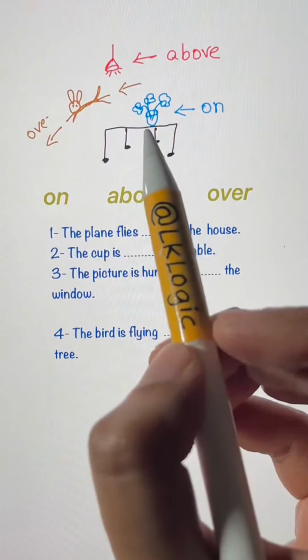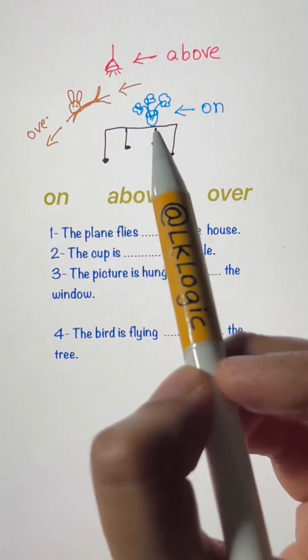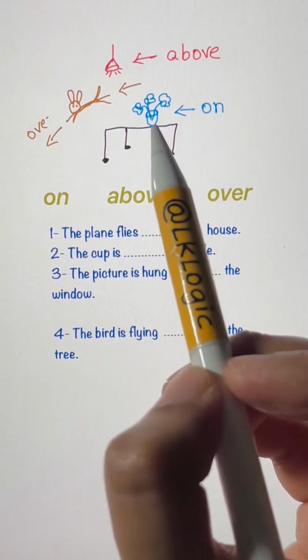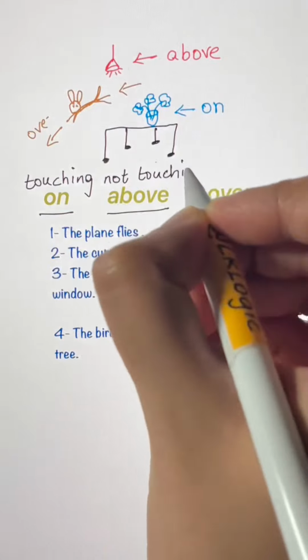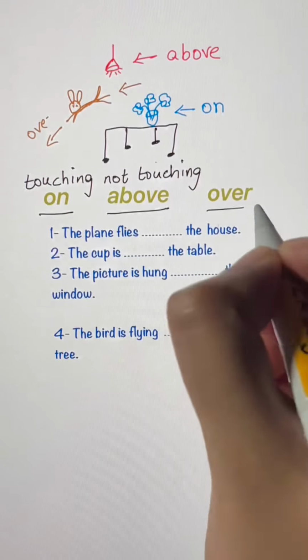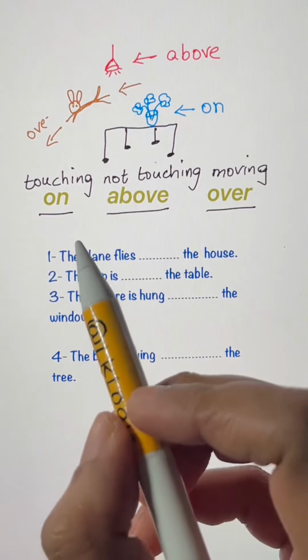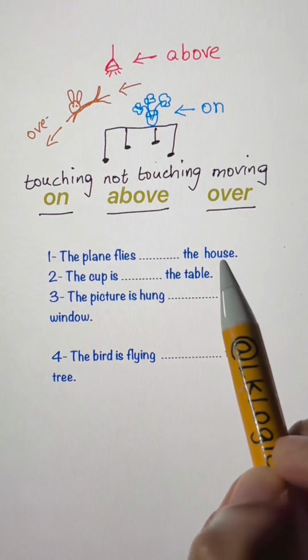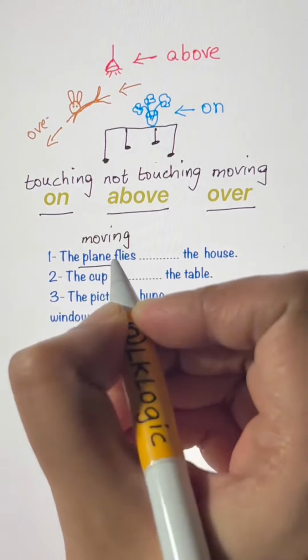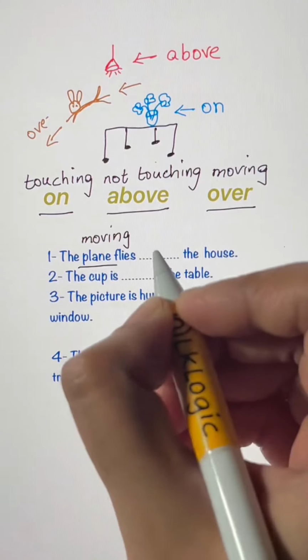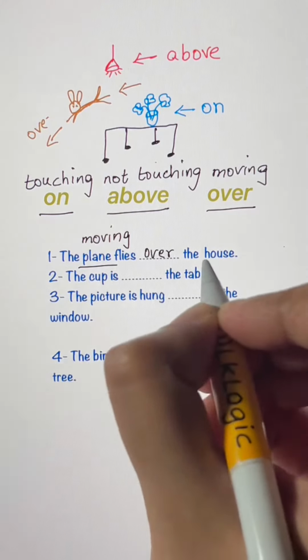Got it? Listen guys, if the thing is touching the surface, use on. If not touching, use above. If the thing is moving, use over. Question 1. The plane flies blank the house. So the plane is moving. So what do we use here? Over. The plane flies over the house.